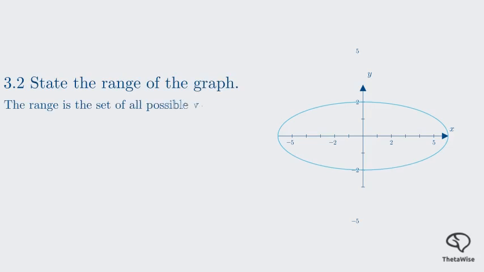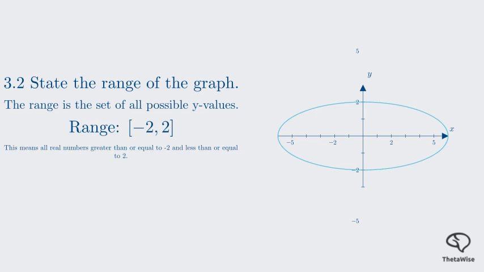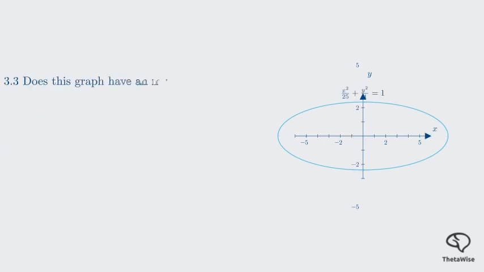Next, question 3.2 asks for the range of the graph. The range is the set of all possible y values. We can determine the range by looking at the vertical extent of our ellipse. Our sketch clearly shows that the ellipse reaches a maximum y value of 2 and a minimum y value of -2. It covers every y value in between. The graph is bounded vertically by these 2 values. So, the range of the graph is the closed interval from -2 to 2. We write this as [-2, 2], which means all real numbers greater than or equal to -2 and less than or equal to 2.